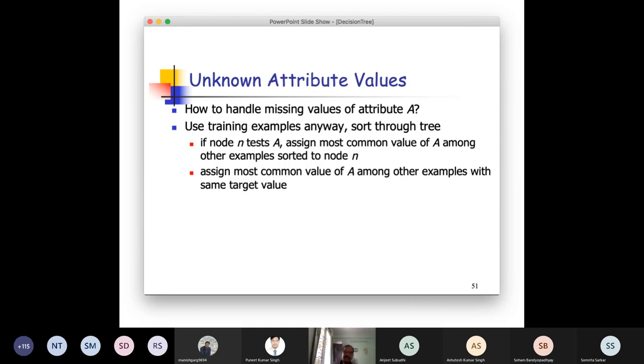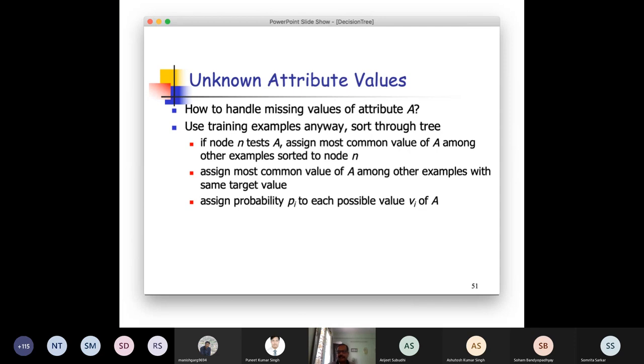Or you assign the most common value among other examples with the same target value. You can consider two classes or three, based on the number of targets. If there are binary levels, there would be two such target values. Now for each class, you separately find the most frequent value of A, and then you assign it. So depending upon the target levels, you are assigning them. So this is the second one that I talked about.